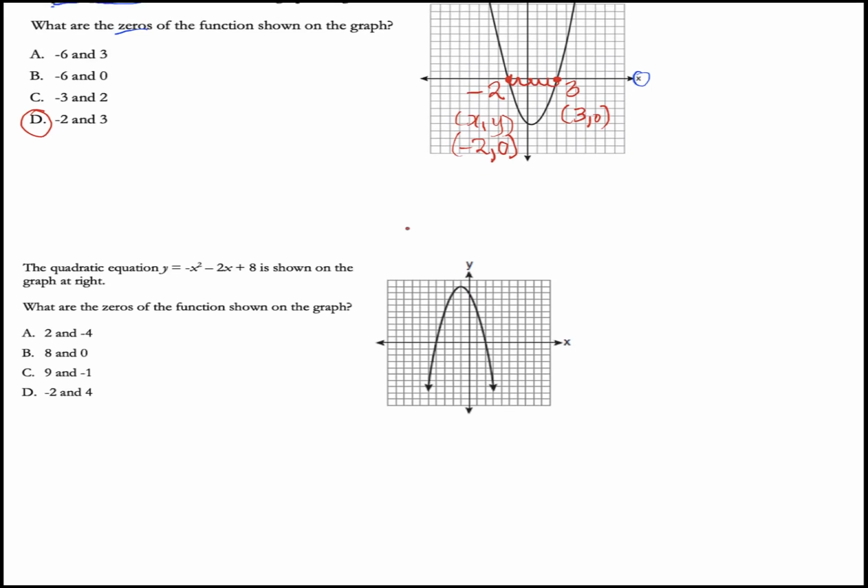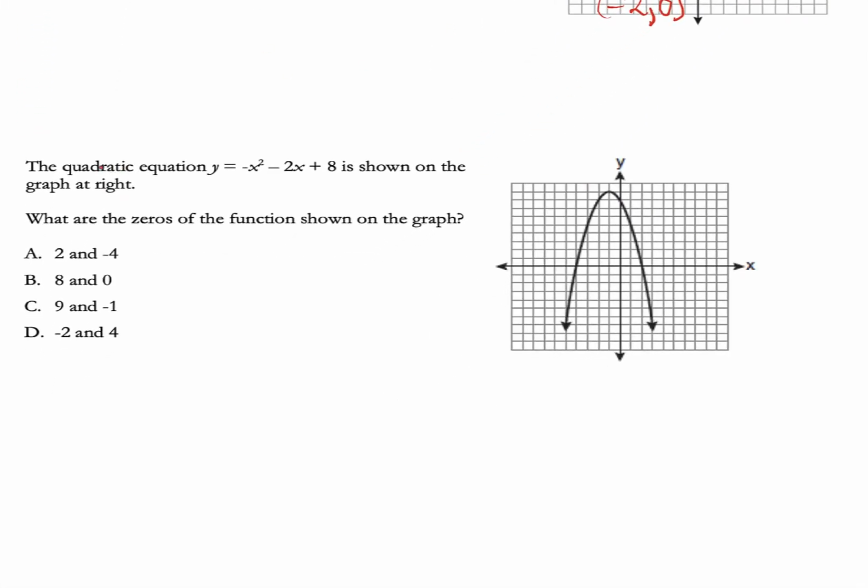Let's try another one. It says the quadratic equation y equals negative x squared. Notice this is negative x squared. Whenever it's a negative function, you have an upside down U. And don't worry about this. A lot of students get freaked out when they see the equation. So yeah, they told me what it is, so what? What is the question asking you? It says, what are the zeros?